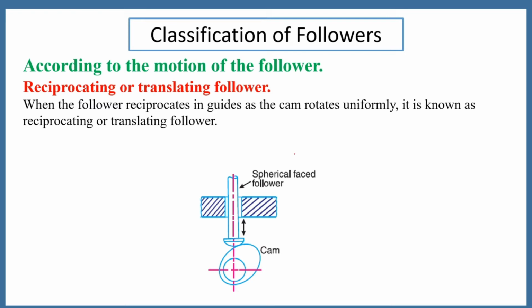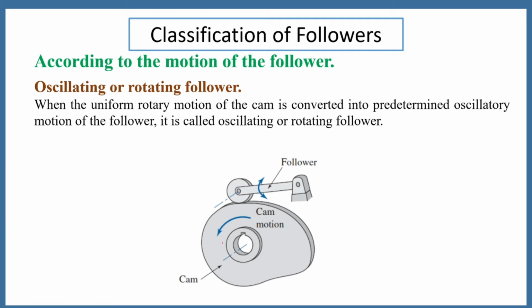Next one is according to the motion of the follower. In this case, if you look at this diagram, you will find that as the cam rotates, the spherical follower moves in a reciprocating motion. That means rotary motion is converted into reciprocating or translating motion. Second, in this case, the follower is hinged at this location. As it rotates, it is again an oscillating or rotating motion. That means rotary motion is converted into oscillating motion.